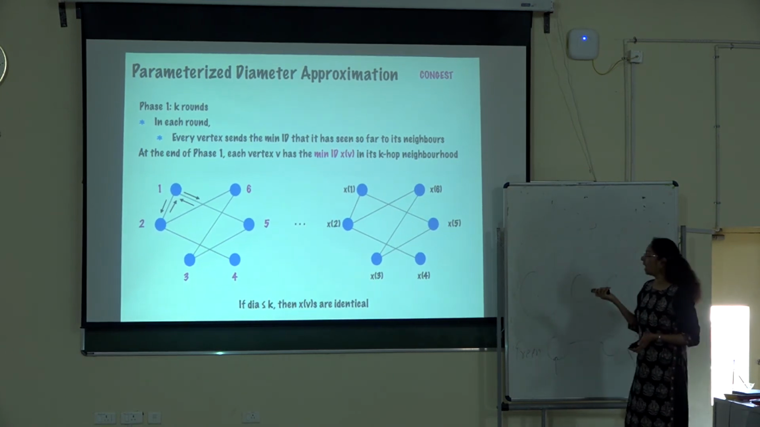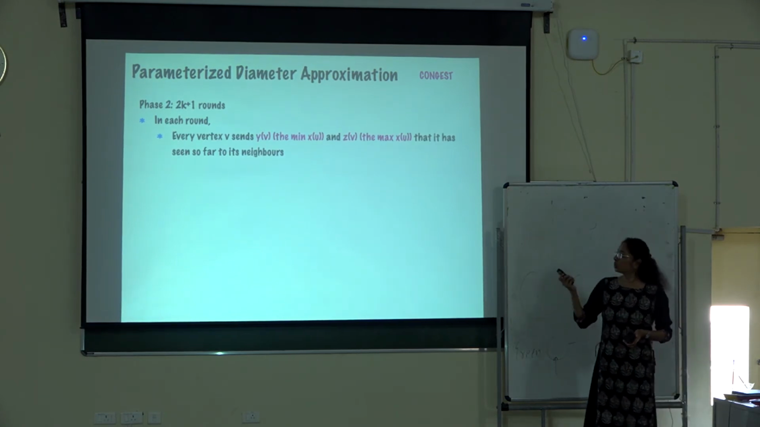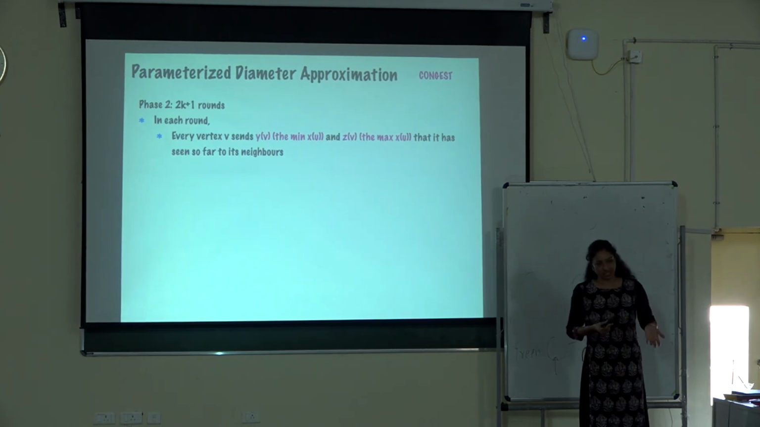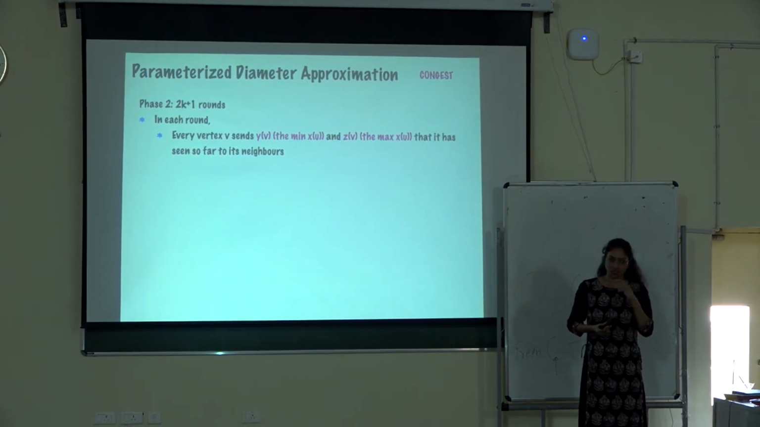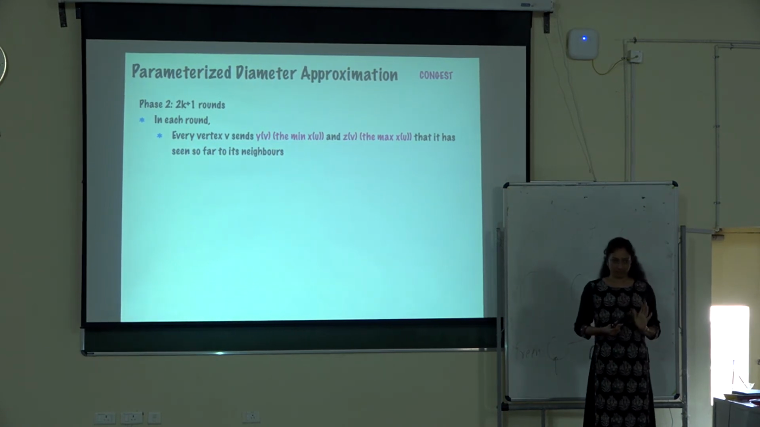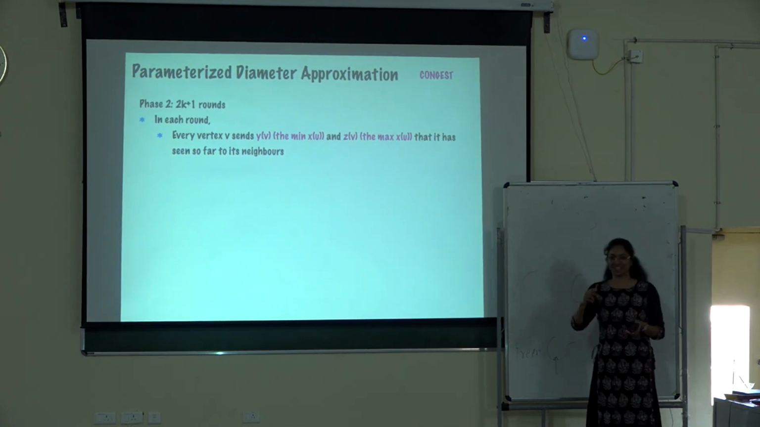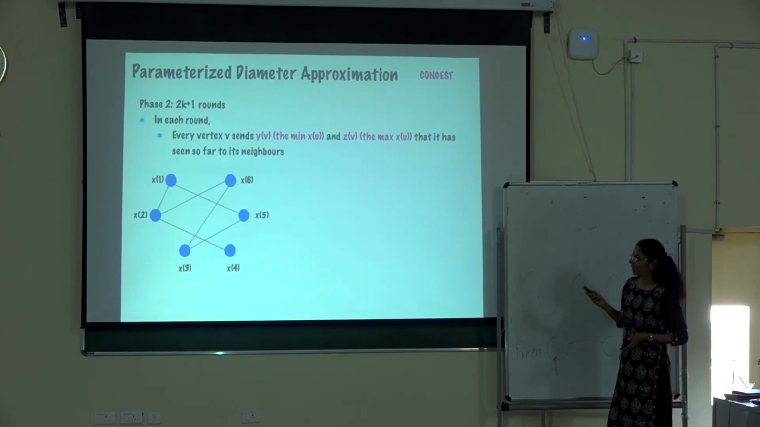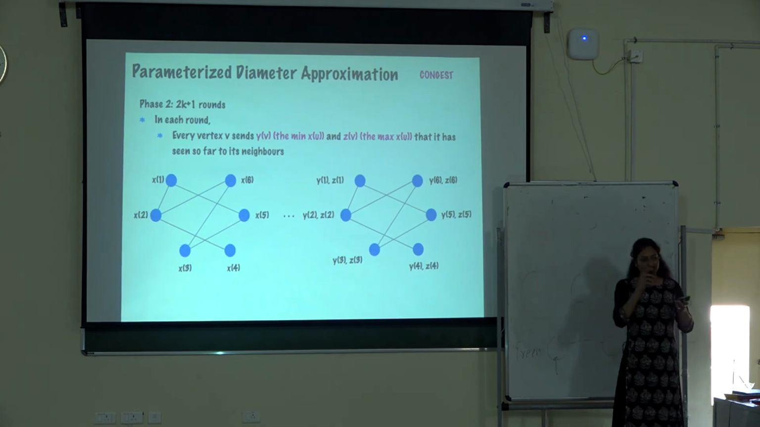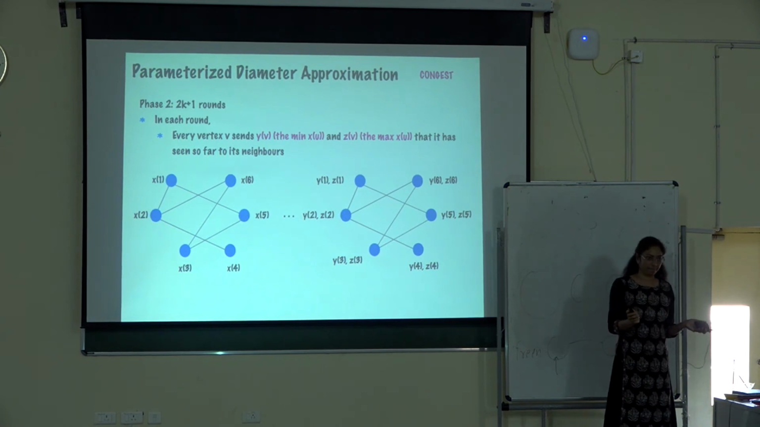So, what do we do now? In the next 2k plus 1 rounds, every vertex sends the minimum xv that it has seen and the maximum xv that it has seen. I'm calling the minimum xv as yv and the maximum xv as zv. In the initial round, both will be the same as xv, the xv computed in the previous k rounds. So at the end, every vertex has its current zv and yv. They could be the same, they need not be the same.